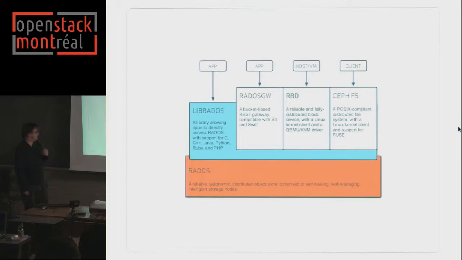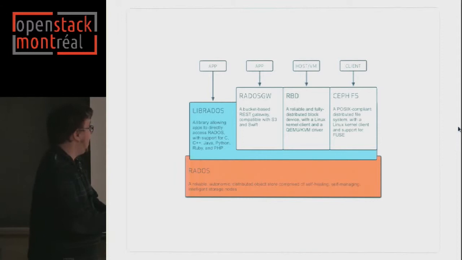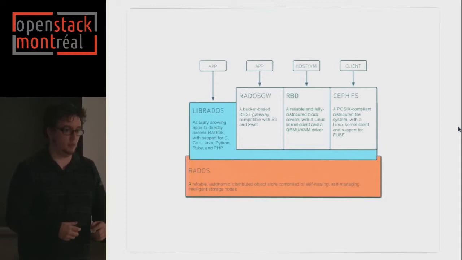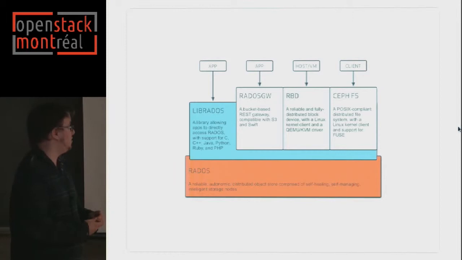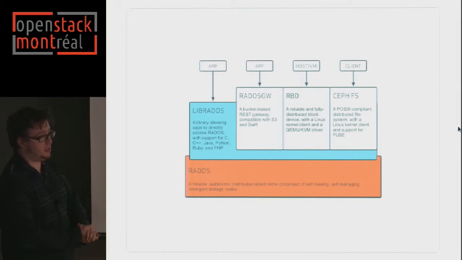It provides an API that is compatible with Amazon S3 and Swift. You have RBD, that stands for RADOS Block Device. It allows you to use Ceph for block devices. So a hard drive over network, think iSCSI, allows you to do that. And then there's ceph-fs, that is a distributed file system. I heard earlier someone was talking about GlusterFS. That's something a bit similar to GlusterFS. We can talk about that later as well.